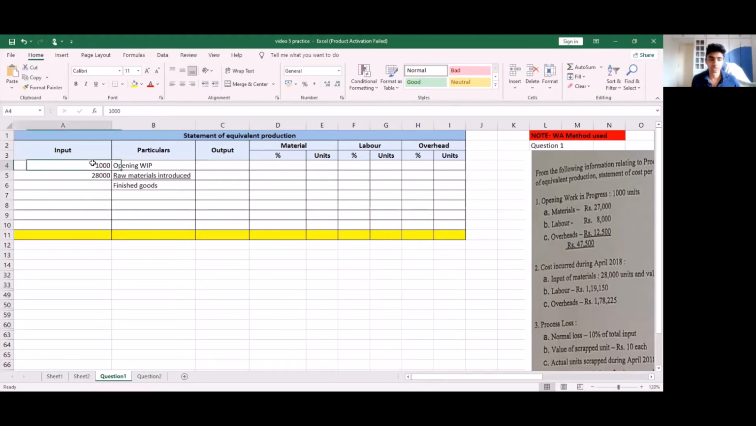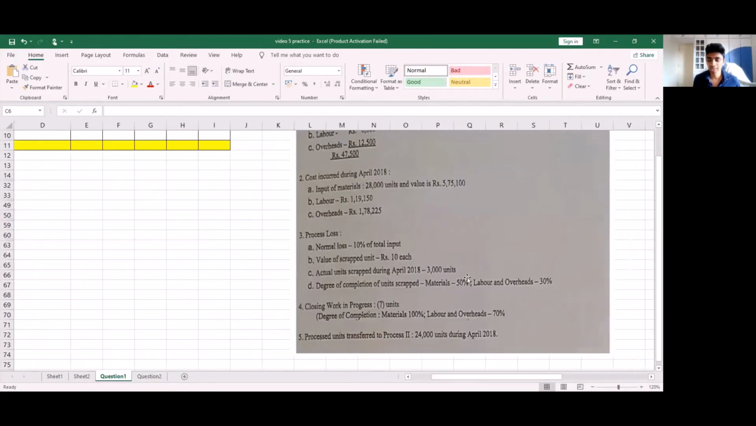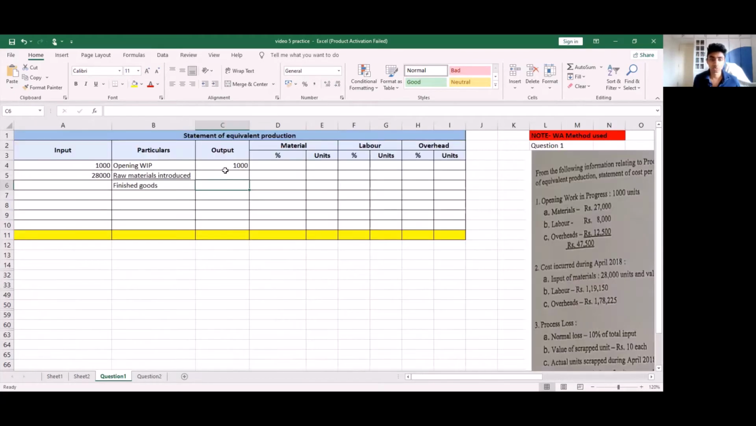So this 1,000 that we write in our input column, we would also write in our output column as 1,000 in the FIFO method. And while writing finished goods, we would take 24,000, which is the units transferred to process 2, minus 1,000 and write 23,000. This is the case when it is FIFO method.